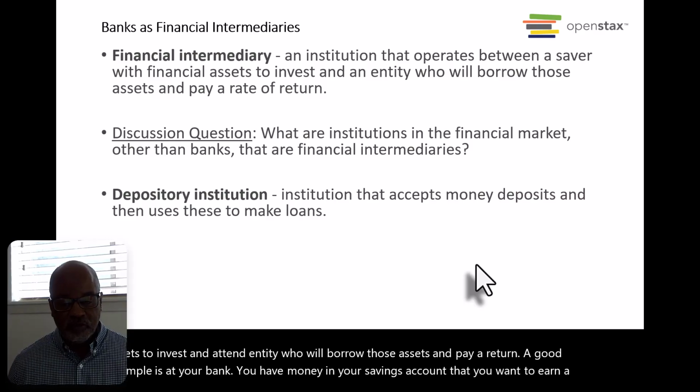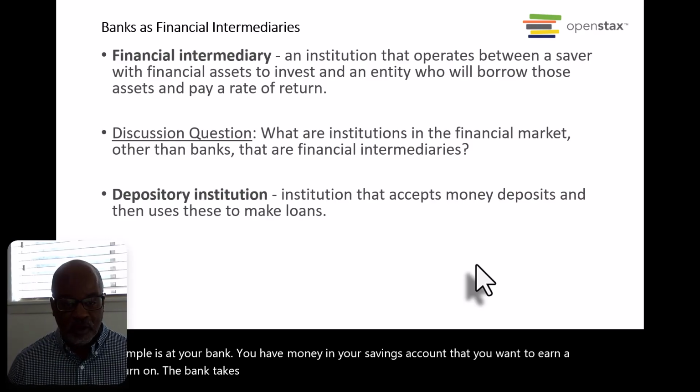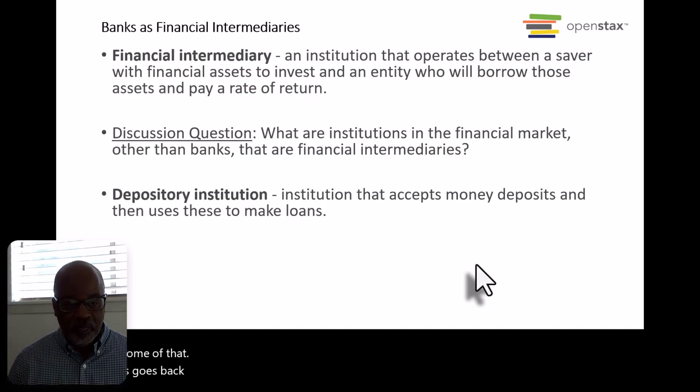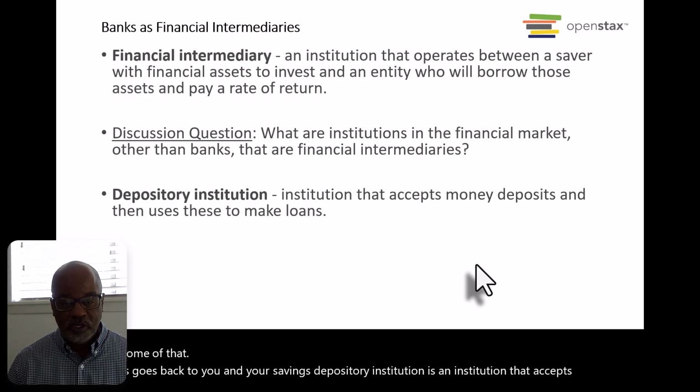The bank takes those funds, loans it out to me for either a house or a car, and then I pay interest, and some of that interest goes back to you and your savings. A depository institution is an institution that accepts money deposits and then uses them to make loans.